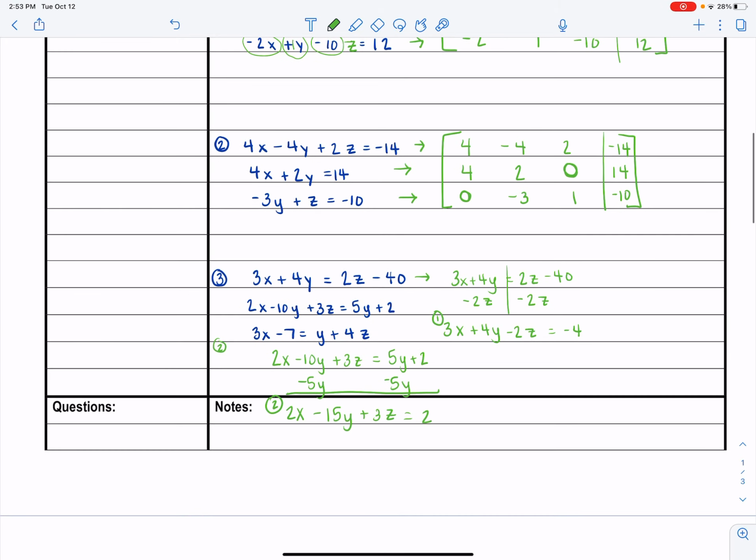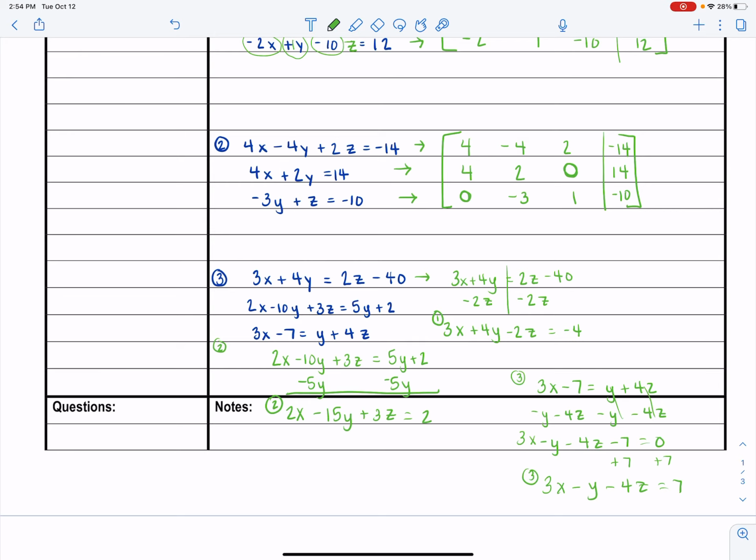The third equation, 3x minus 7 equals y plus 4z. So I need to move the y, but I also need to move the 4z. So now I have 3x's minus y minus 4z minus the 7 equals 0 because I took everything away. But I need to add the 7 because it needs to be on the other side of the equal sign. So 3x minus y minus 4z equals 7. Okay, so that's our third.